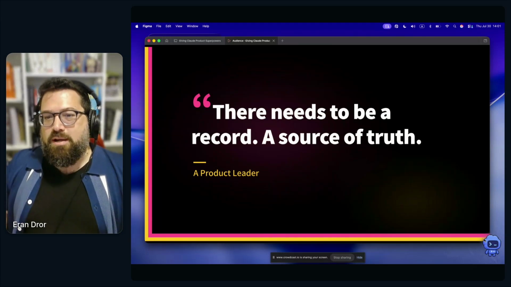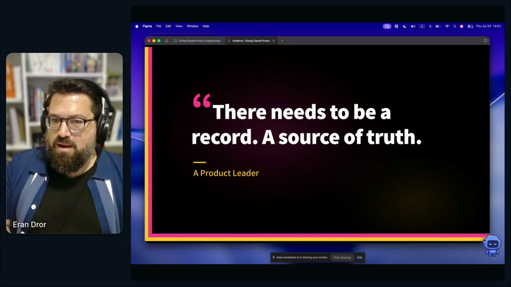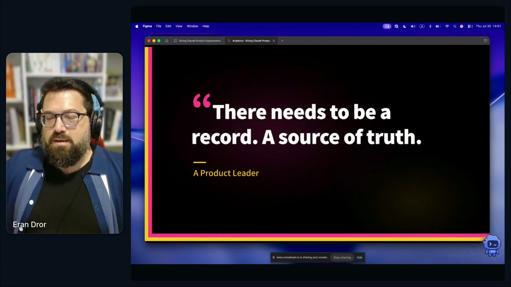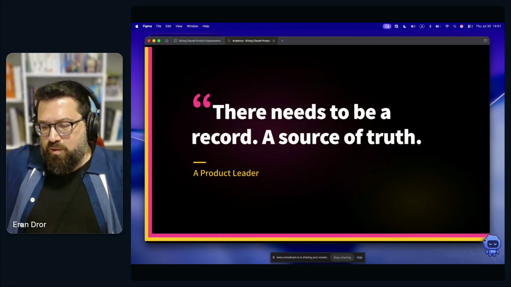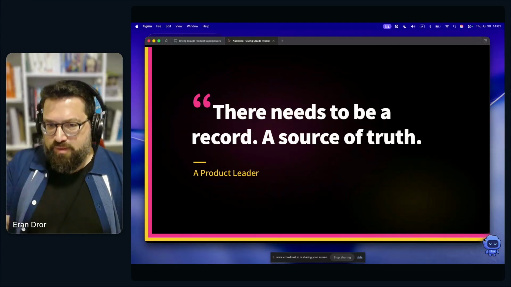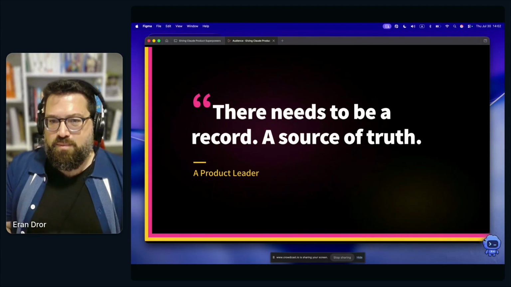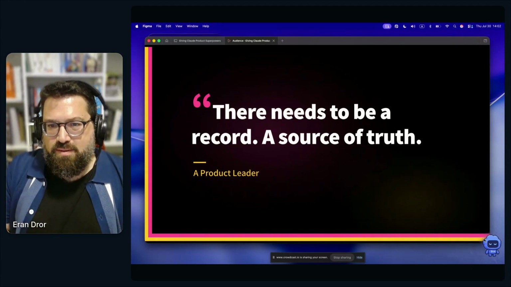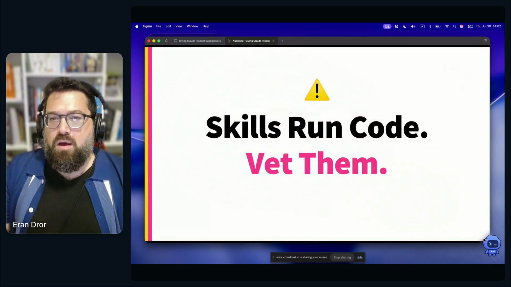There needs to be a record, a source of truth. We talked about this folder, but there needs to be a place where everybody can know that, okay, this is where all the truth, all the context about our product and customers and what we need to know is. The agent will always go there. So that's a really important thing here.